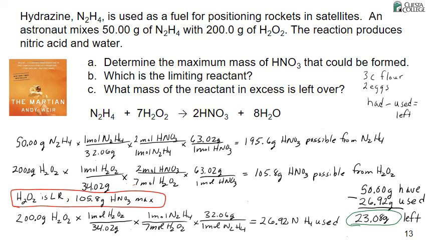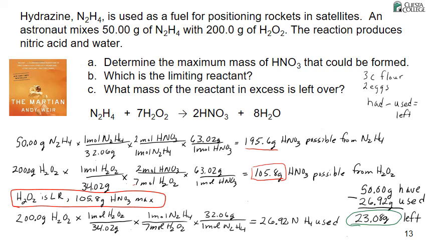All right, you've paused the video, you've gotten to work. You've figured out that you can make 195.6 grams of nitric acid from the hydrazine and 105.8 grams of the nitric acid from the hydrogen peroxide. This is the most you can form, meaning that hydrogen peroxide is the limiting reactant.